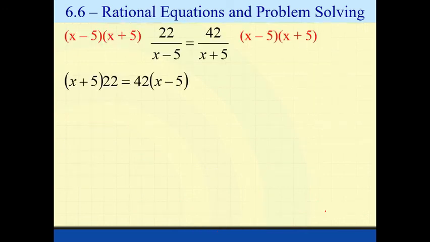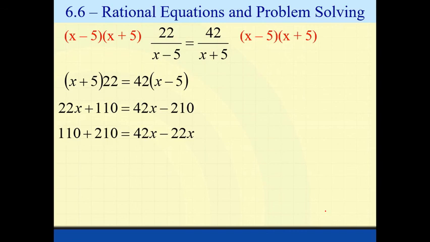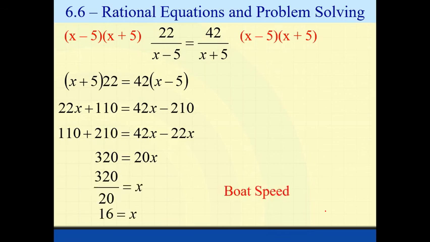So again, we did our cancellations, and now all we have to do is distribute. And somebody go ahead and select what the answer is going to be for x. Alrighty, so our x is going to be worth 16. That's correct. And so our boat speed is 16 miles per hour.